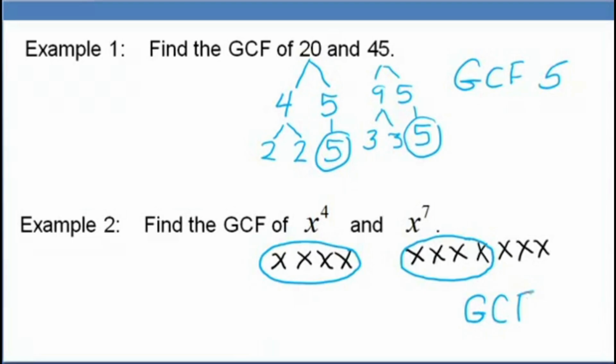So for variables, what would you say about the GCF? As long as you have the same variable in each one, you will need to go with the lowest exponent so that it will be common.